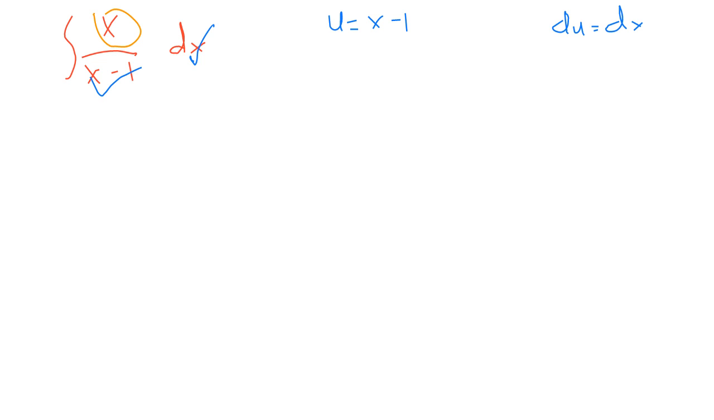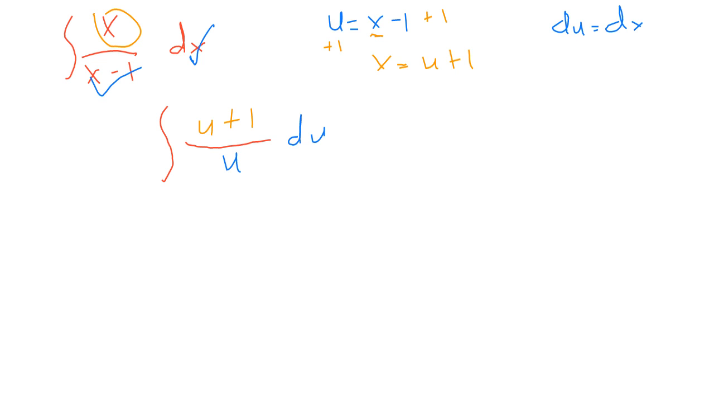But if we look back over here at our u function, we can isolate x by itself, because we can just add 1 to both sides. And we can then say that x is equal to u plus 1. So now we can plug these into our initial equation, where we get our du and then our u plus 1 up top.